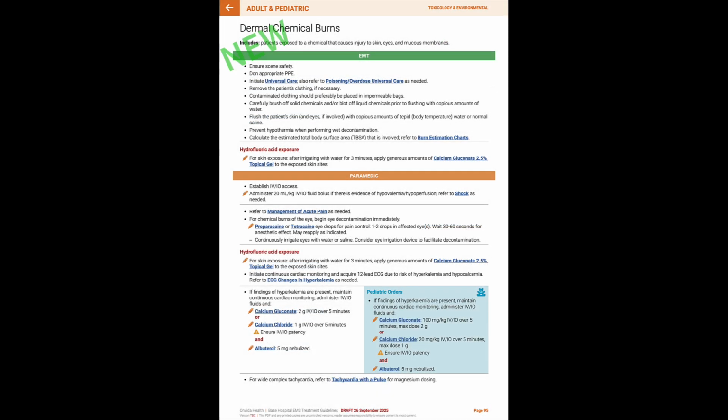This next page is all new. It's the Dermal Chemical Burns Guideline, and it covers chemical exposures that damage the skin, eyes, or mucous membranes. Until now, this content was not really available in a dedicated EMS treatment page on the old YRMC protocols. What you'll see here is a clear and practical approach to managing this type of exposure, from initial decontamination to symptom control and cardiac monitoring.